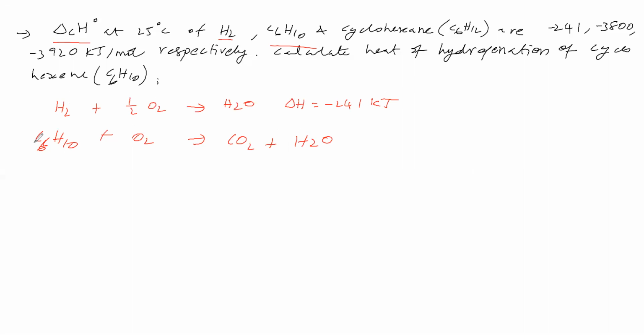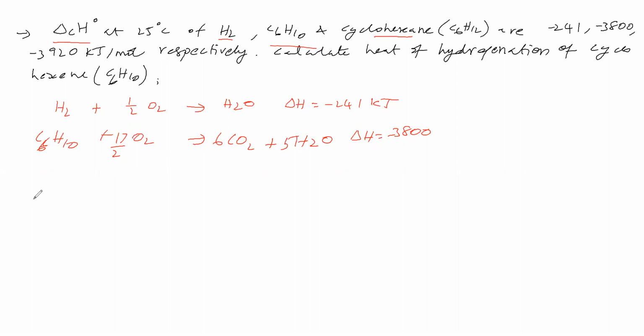We have to balance this equation by keeping C6H10 as 1 mole. So 6 carbon and hydrogen 5. Here oxygen 6 twos are 12, plus 5, that is 17. Therefore we write 17/2. For this, delta H is minus 3800.